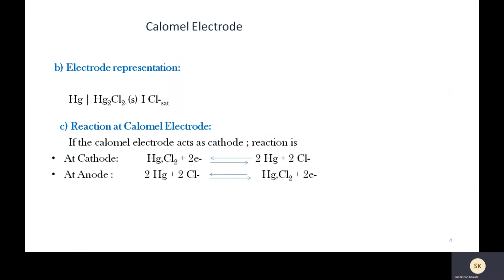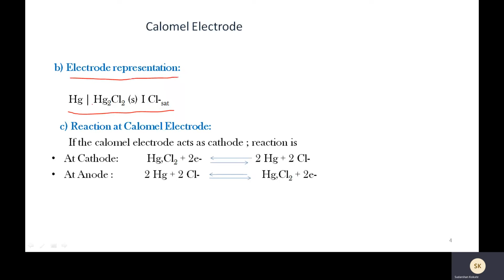The calomel electrode can be represented like this: Hg, Hg2Cl2, Cl minus. This is the cell representation of the calomel electrode: mercury, mercurous chloride, which is sensitive to the Cl minus.